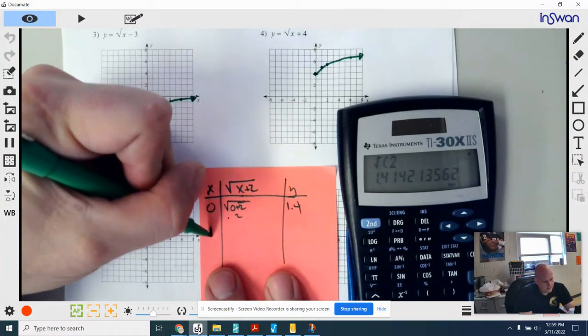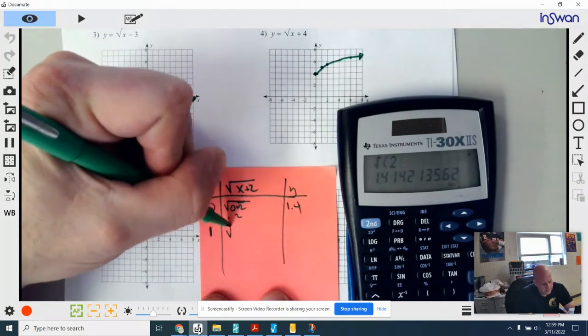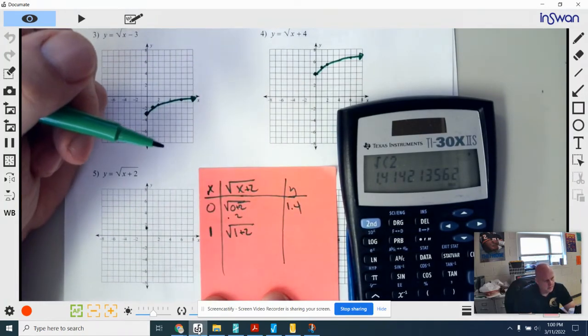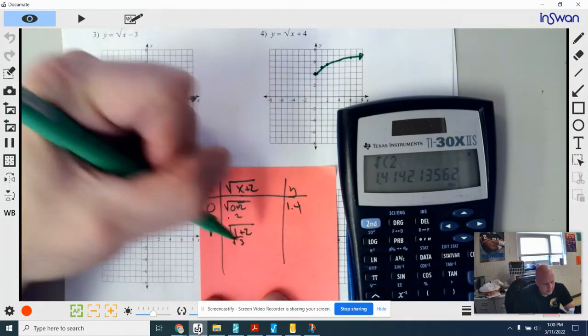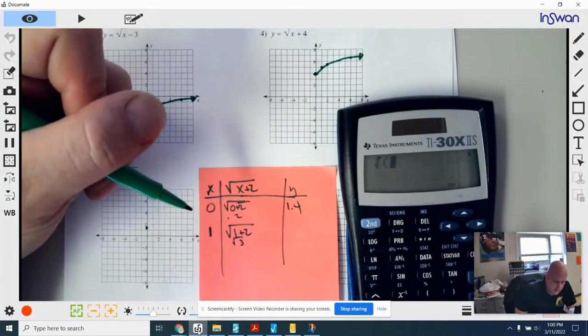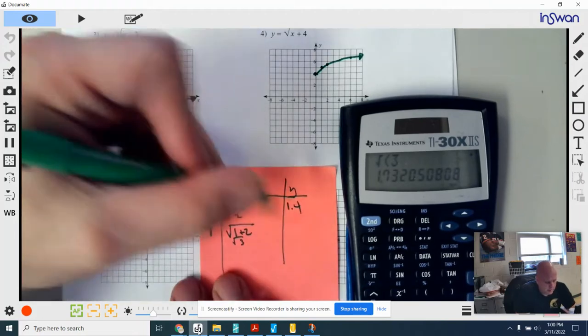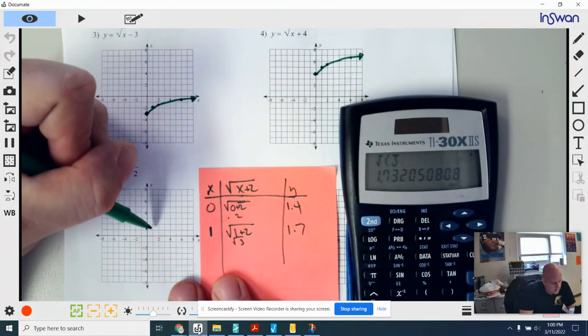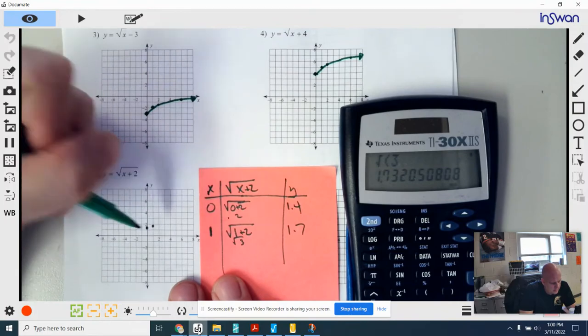All right, let's say I try 1. So it's now the square root of 1 plus 2. Well, that's going to be the square root of 3. So second, square root of 3, and we get about 1.7. So at 1, we're at 1.7-ish.